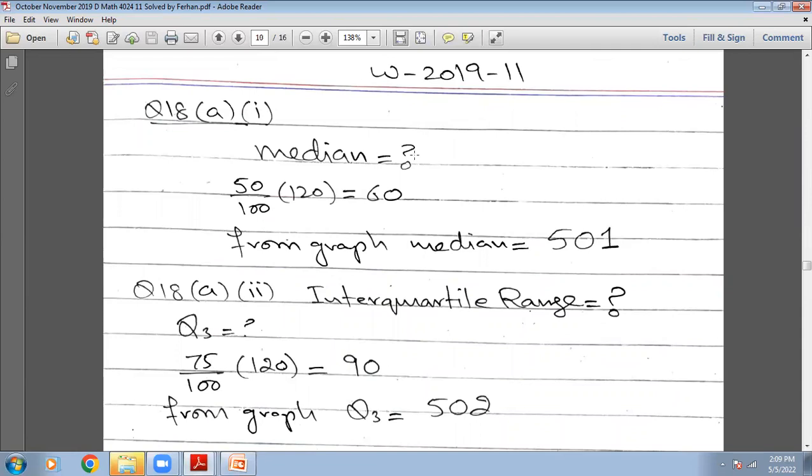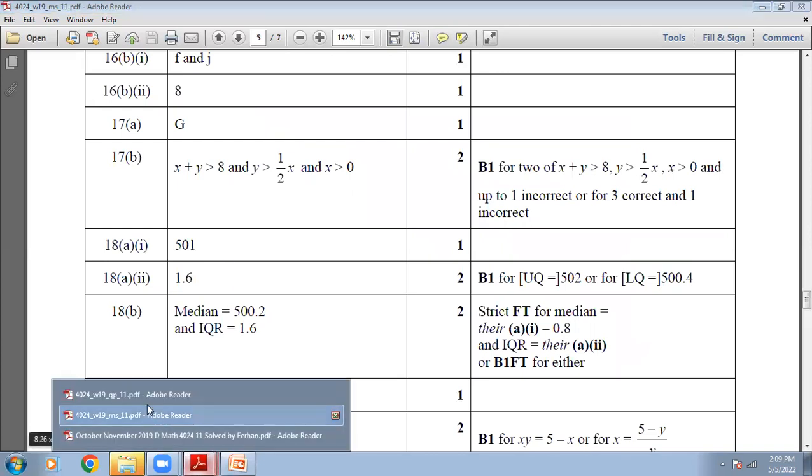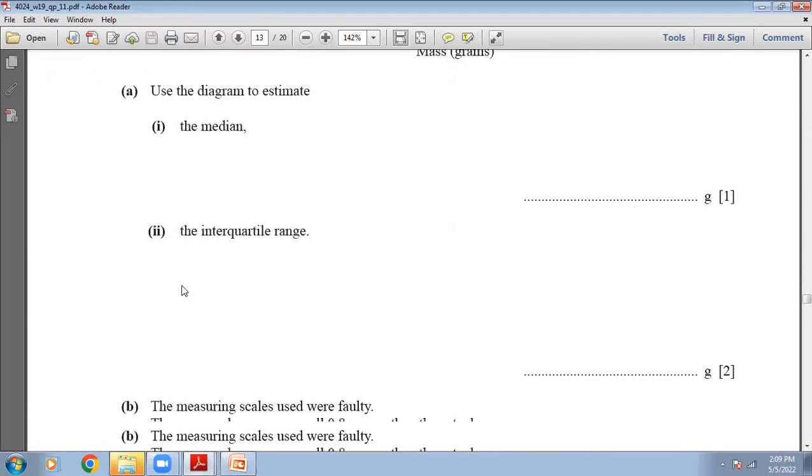This is my paperwork, which shows question number 18 part A. Let's check the marking scheme. 501 is the right answer, sir. So this is the work which we have done. Okay, so now we are going to the next part.